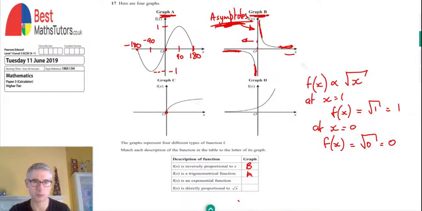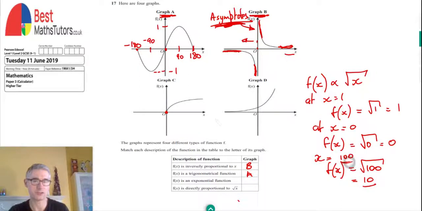So that's a giveaway, but I'm just going to look at another point here. Let's look at x equals 100. So when x equals 100, then f of x equals the square root of 100, which is 10.